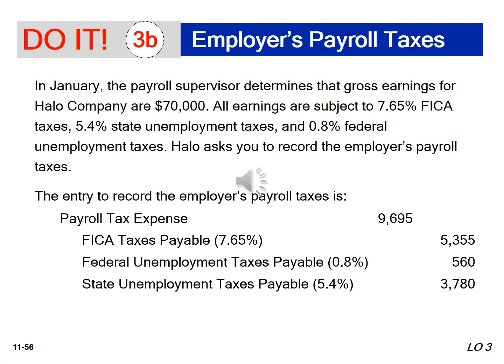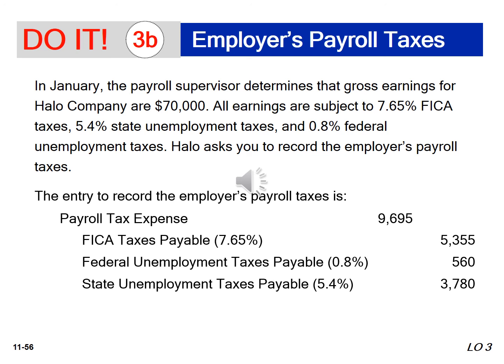Finally, we will end the lecture with this do-it-yourself example for employers' payroll taxes. The exercise says in January, the payroll supervisor determines that gross earnings for Halo Company are $70,000. All earnings are subject to 7.65% FICA taxes, 5.4% state unemployment taxes, and 0.8% federal unemployment taxes. Halo asks you to record the employer's payroll taxes.